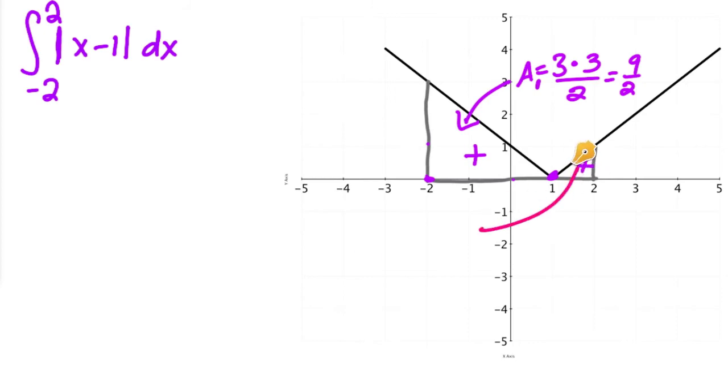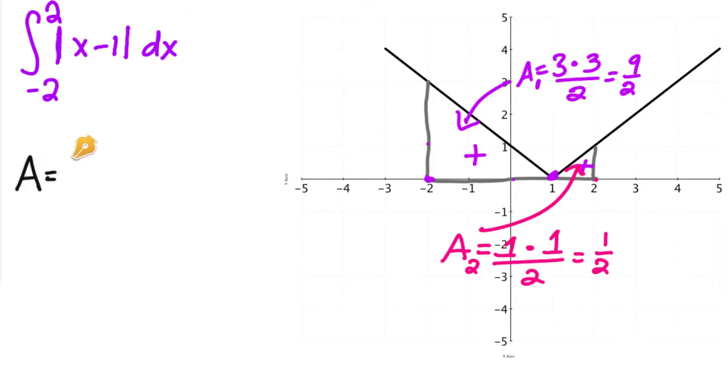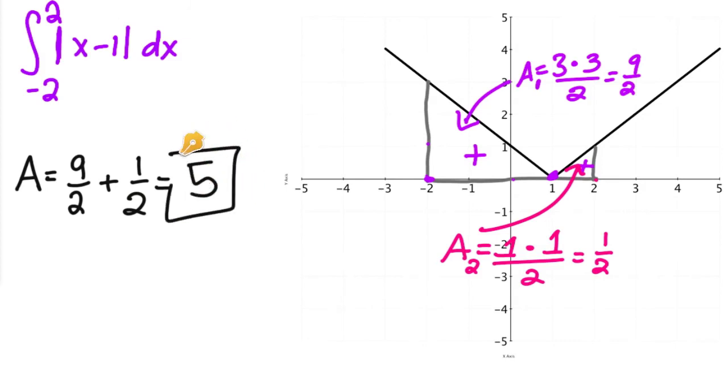And then this one down here, the area is equal to the base, which is 1, times the height, which is also 1, and then over 2. So this is equal to 1/2, and we'll call this one area 2. And so then the full area is equal to the first area, 9 halves, plus the second area, which is 1/2. So this is equal to 10 halves, or 5. So that one was way too easy.